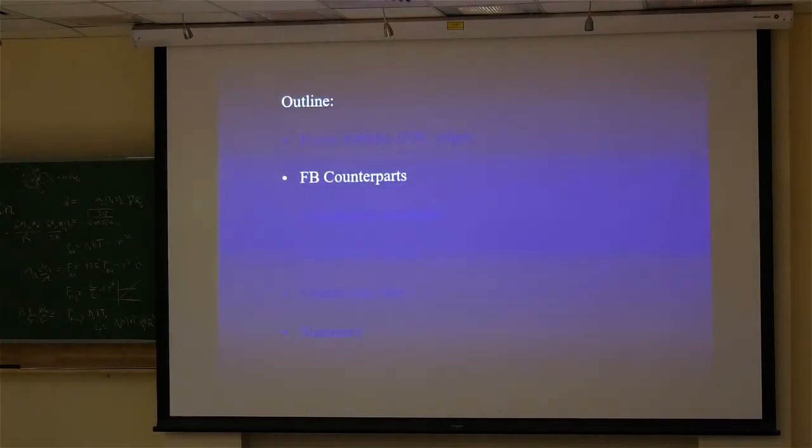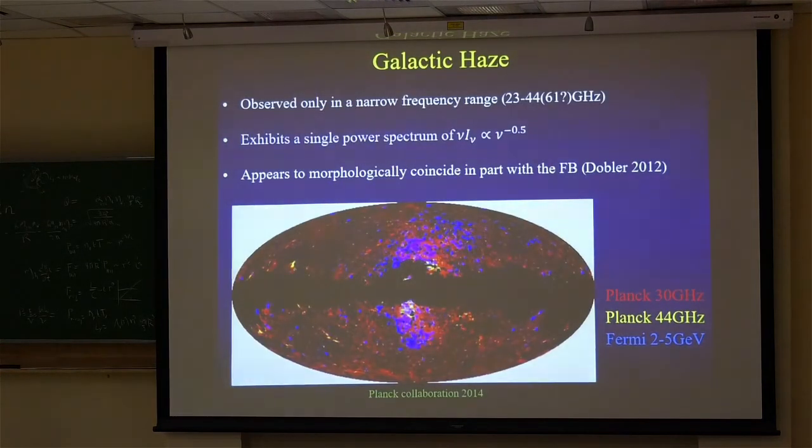So the counterparts of the Fermi bubbles are important. Let's start with them. The galactic haze was already discussed, those are the two WMAP haze, seen now also by Planck. The spectrum, as Roland pointed out, is very hard. And this kind of power law is naturally interpreted. If you just have a strong shock to accelerate electrons, the electrons will have a power law spectrum of 2, and you'll get this kind of spectrum.